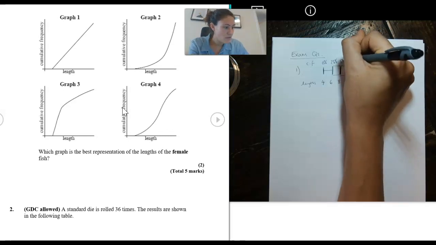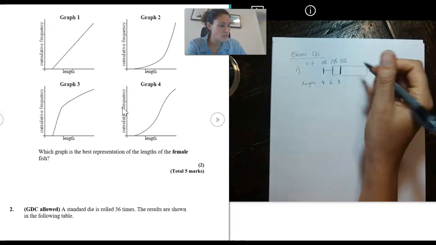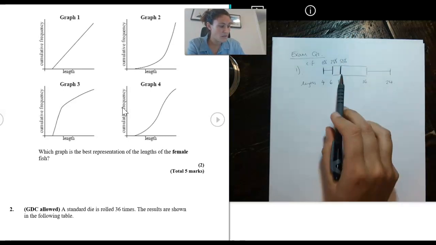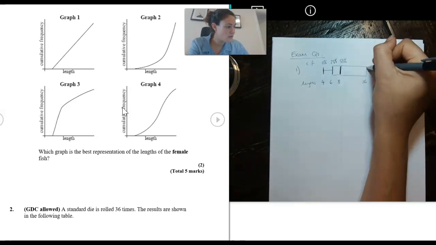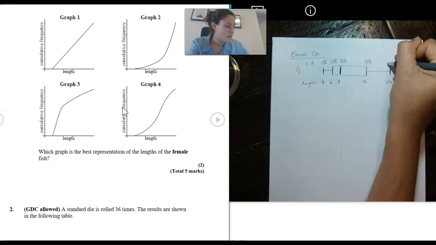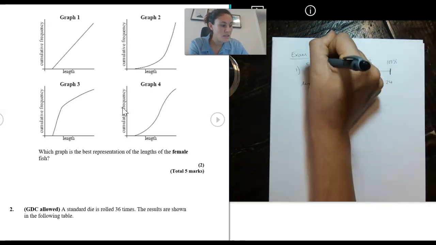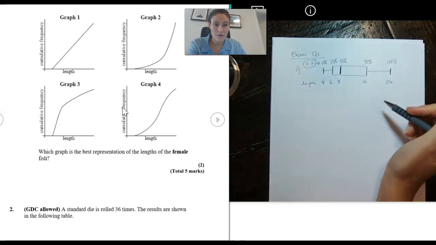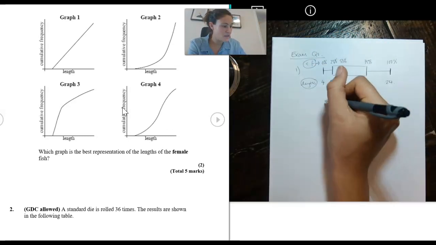Then I've got 50%. Okay, that would be another quarter. So 50% of the fish are between 4 and 8. Then here would be 75%, and up here would be 100%. So cumulative frequency, everything up to that point. And here are the lengths.